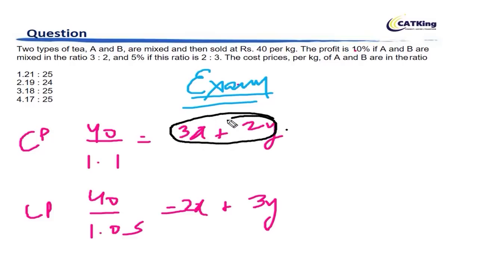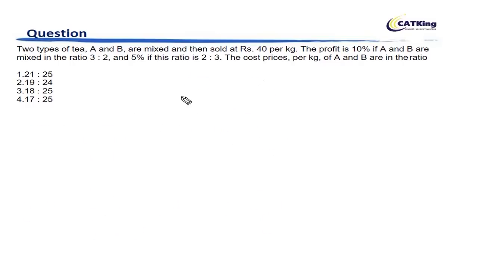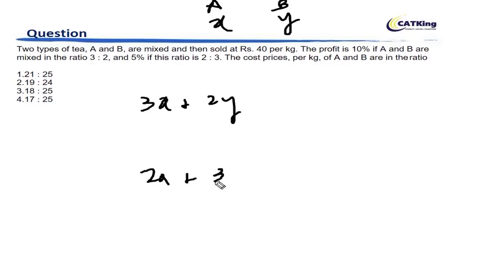Let's use this one. Okay, so how do you do it in an exam scenario? Exam scenario is very simple. The costs of A and B are x and y. So the first case cost price is 3x plus 2y, and in the second case cost price is 2x plus 3y, right? Cost price is 3x plus 2y, and the selling price is 40.